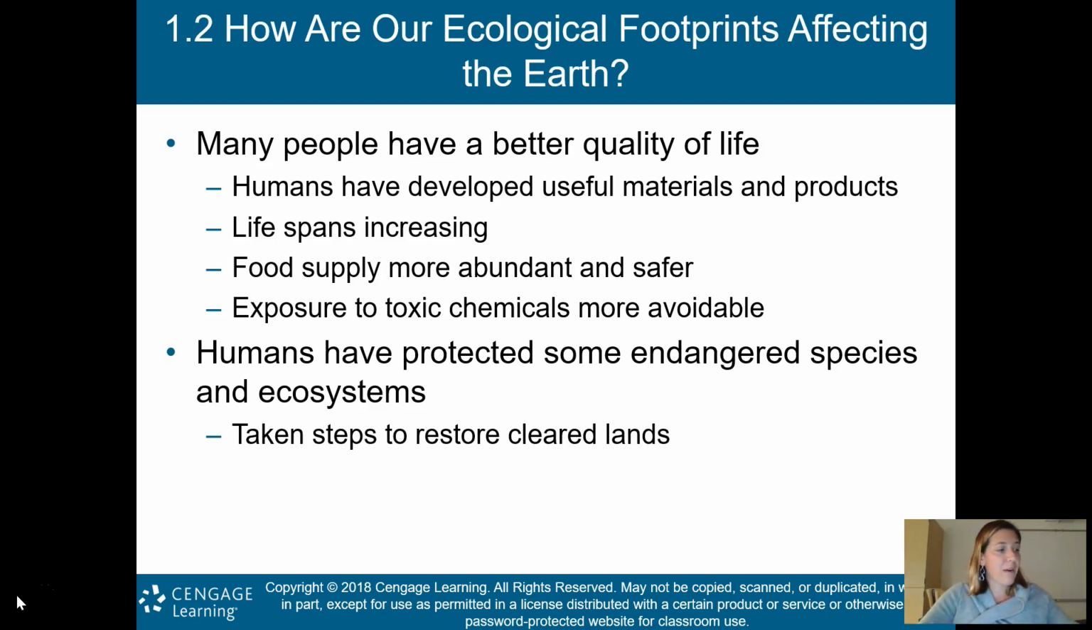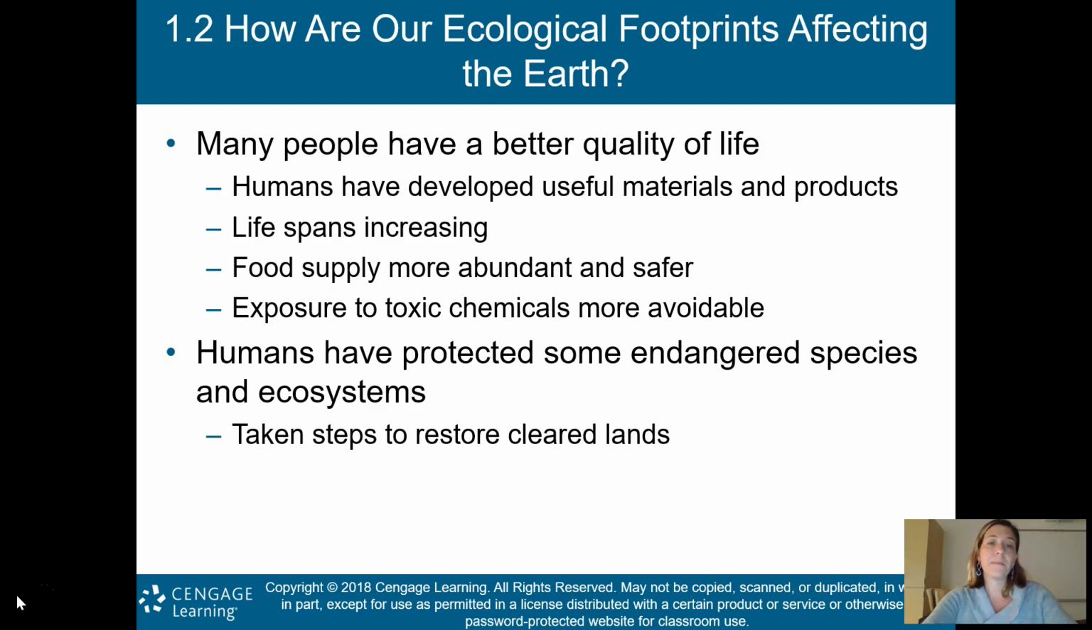So this idea of having a better quality of life, where, as it says here, we've developed useful materials and products, right? So we've had all these advances in technology. More people have access to cars and cell phones or even just electricity. Lifespans are increasing due to better health care and more availability in different places. Our food supply is more abundant and safer. So again, with increases in technology, we've been able to increase food supplies, with more scientific research into safe fertilizers or just farming methods, and being able to ship or transport things faster.